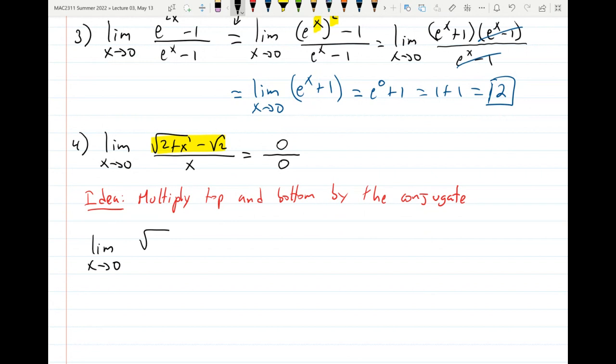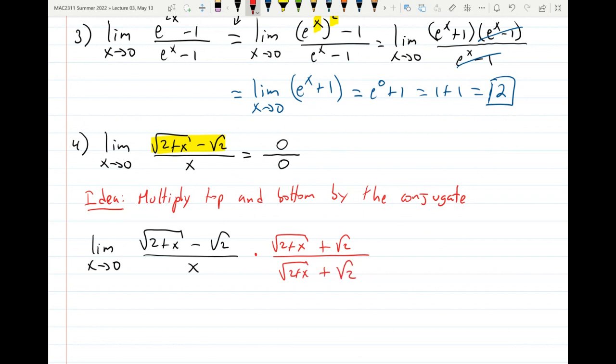So we have square root of 2 plus x minus square root of 2 over x. So what I'm going to do is I'm going to multiply top and bottom by the conjugate. That's square root of 2 plus x plus square root of 2 over square root of 2 plus x plus square root of 2. Remember, this is happening inside the limit, okay?